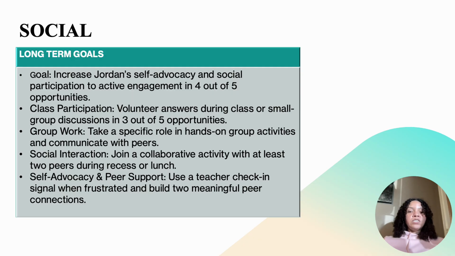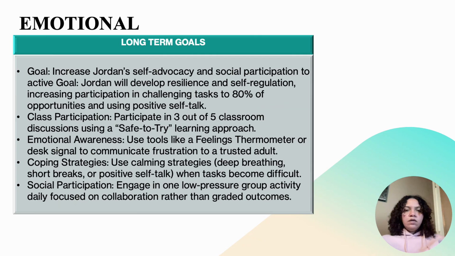The strategy is that the teacher will encourage Jordan to interact with others, and the purpose is that these connections often help a child with confidence and socialization. The emotional long-term goals: Jordan will develop resilience and self-regulation skills to navigate academic frustrations and social anxieties. He will increase his willingness to attempt challenges, tasks, and share work-in-progress thoughts, transitioning from a baseline of withdrawal to active, supported participation in 80% of opportunities.